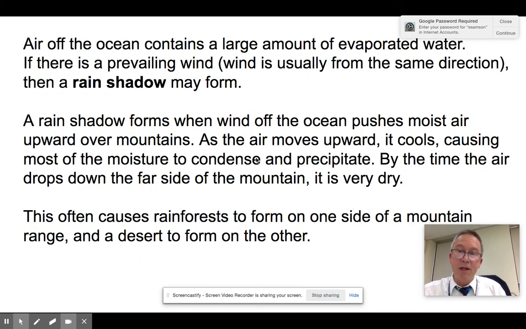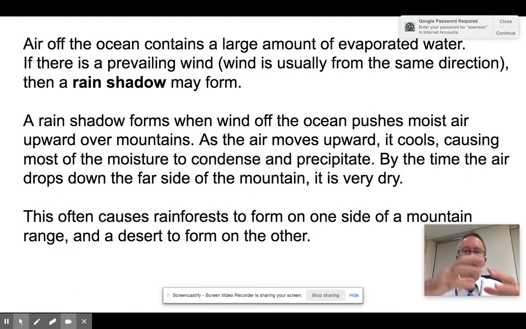Now, one of the things you're expected to know in APES is the idea of what's called a rain shadow. Sometimes we have prevailing winds. We'll talk about those in a future presentation. But in areas on the planet where the winds blow in a particular direction on a normal basis, if winds are moving off of the ocean, they're going to be carrying a lot of moisture. As they carry that moisture inland, if those winds hit a mountain, that mountain is going to launch them like a person on a motorcycle going off a ramp. They're going to send the air upwards.